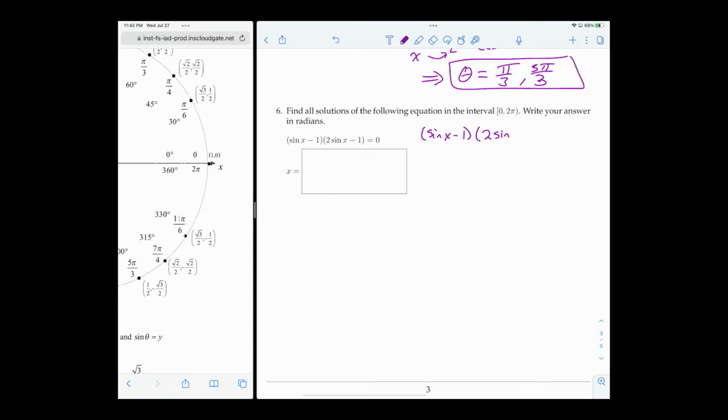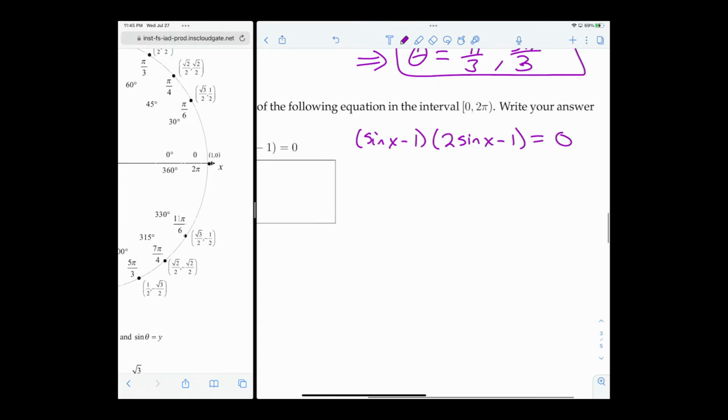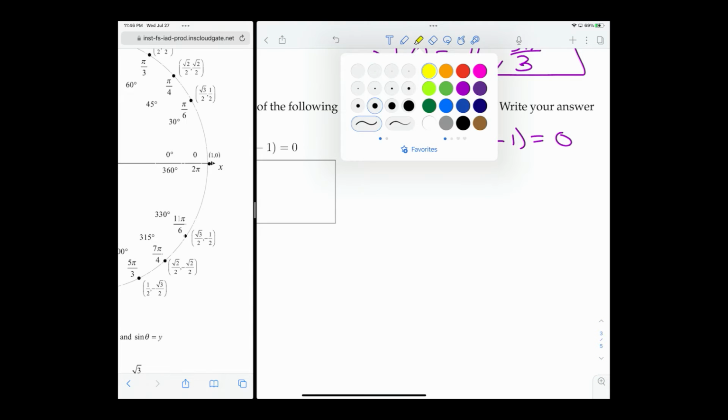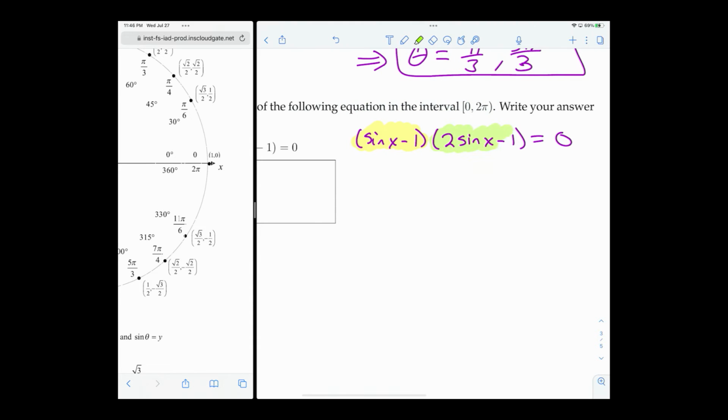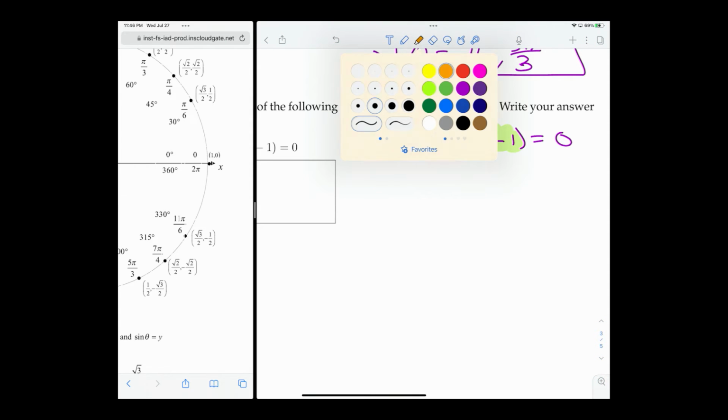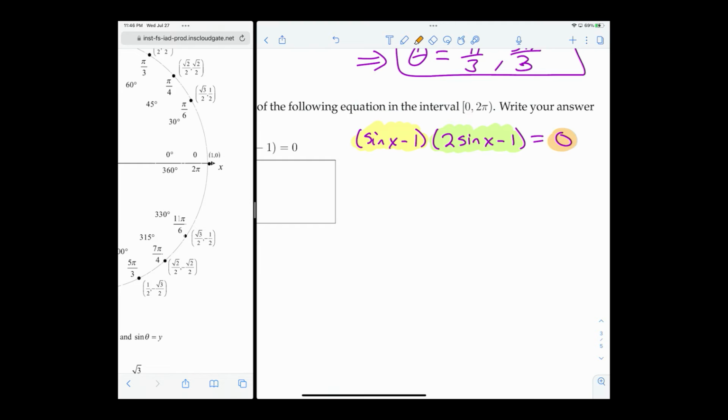Okay, so find all solutions, write your answer in radians. Okay, so this is very similar to what we just did, so hopefully we can do it pretty quickly. The key here is understanding that when you multiply two different things and you get 0, what that means is that the first thing is equal to 0 or the second thing is equal to 0.